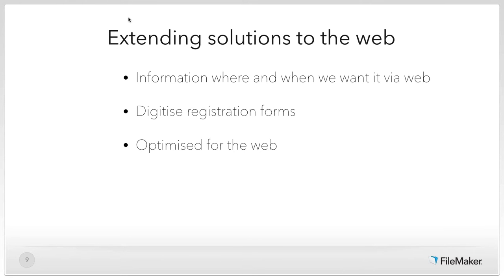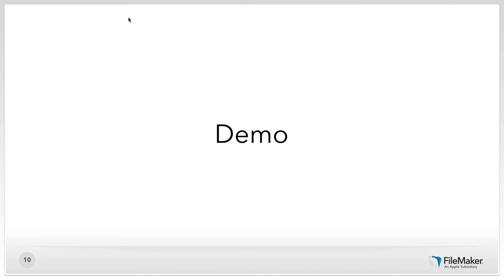So what kind of things do they really want out of this new system? Well, they want their information where and when they need it. They want it on the web, wherever the parents are. And they want to digitalize the registration form so they don't have to retype any information and remove those mistakes. But of course, they want to optimize for the web as much as possible. They want to automate as many processes as possible to make it as easy as they can for the parents to fill it out. So that's what we're going to go ahead and try and do. And let's see how we get on.